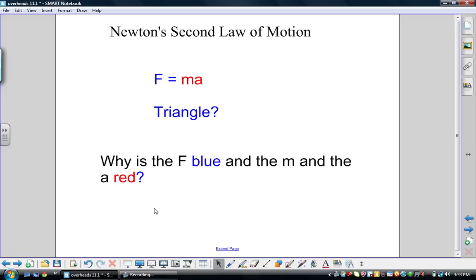Newton's second law of motion is F equals ma. We have a triangle for this, which I'll show you in just a minute. And one of the questions they had for the students was, why in this picture do I have the F as blue and the m and the a in red?